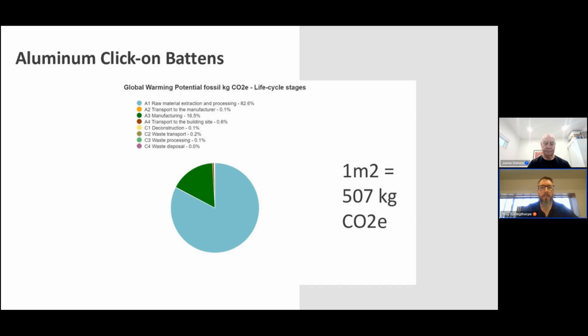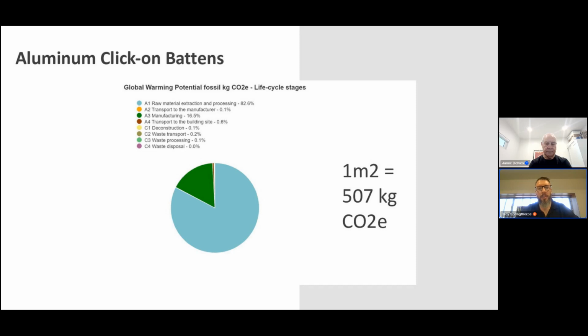So for example, here's our aluminium click-on batten life cycle assessment. So initially, when it was originally done, as you can see, there was 507 kilos of carbon per metre squared, which is our declared unit for this one. 82.6% of that came from our raw materials. Now, we would not have known that unless we did our life cycle assessment.